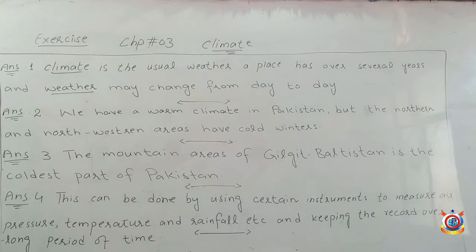Question number four is, how can you find out the climate of a place? The answer is, this can be done by using certain instruments to measure air pressure, temperature, and rainfall, etc., and keeping the record over a long period of time. This is all about your questions and answers. I hope you will write it neat and clean in your neat notebook, and you will also send it to me so I will check. If you have any confusion or problem, you can also ask me about that.